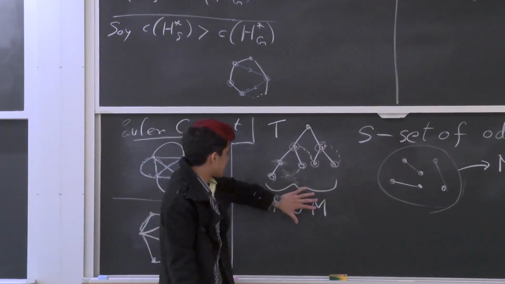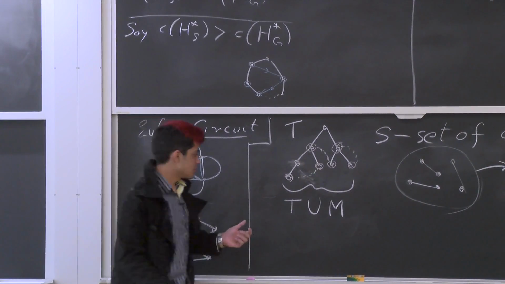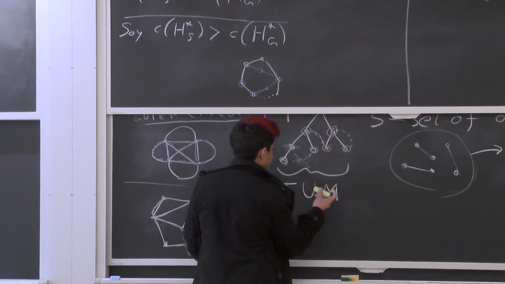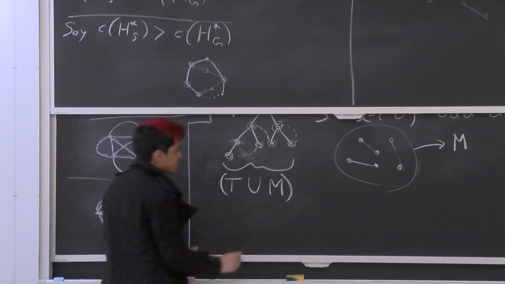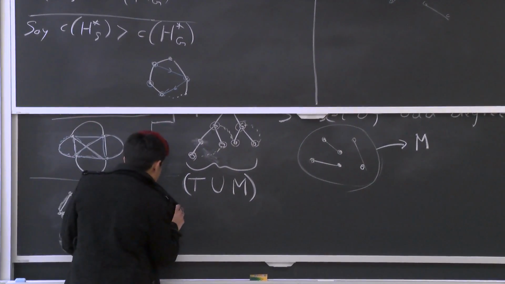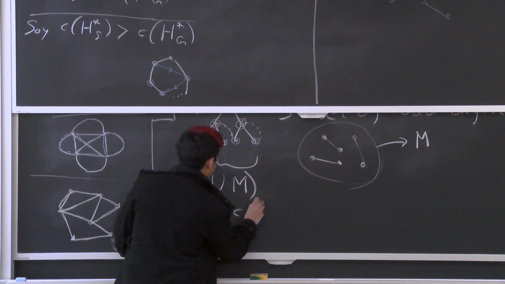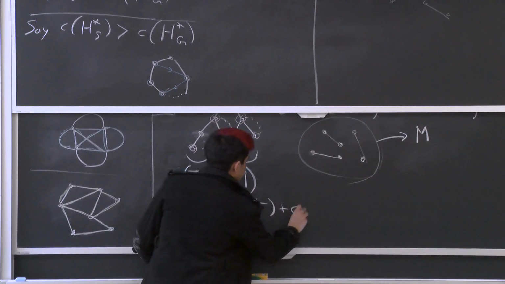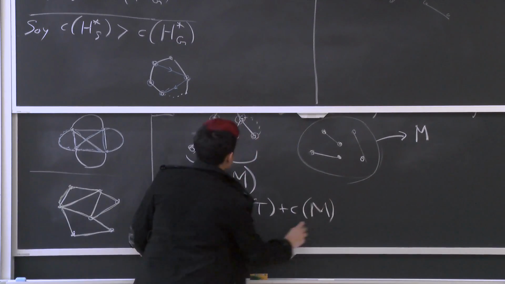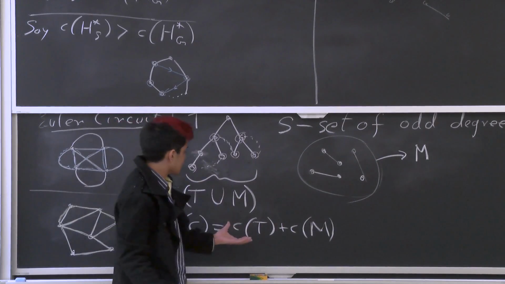So now you take this graph, and you find this Euler circuit. So that is basically this thing. So this set of edges in some order, and that order exists. So the cost of the Euler circuit, let's call it C, is equal to the cost of T plus the cost of M, right? Because you are traversing all the edges in your graph. So that is the cost of your Euler circuit.